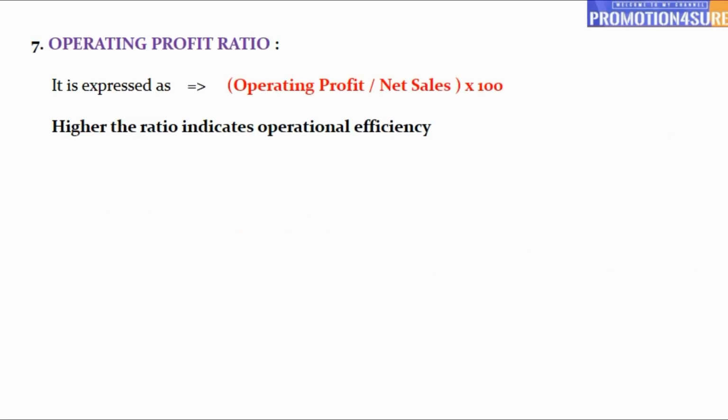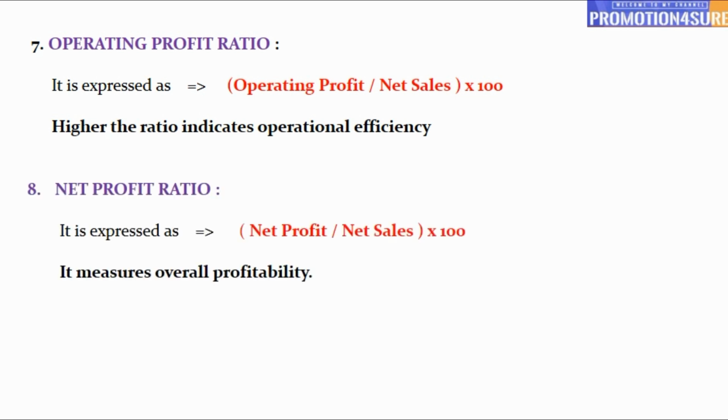Operating profit ratio is expressed as operating profit divided by net sales into 100. A higher ratio indicates higher operational efficiency. So net profit ratio is net profit divided by net sales into 100. It measures overall profitability of the organization.